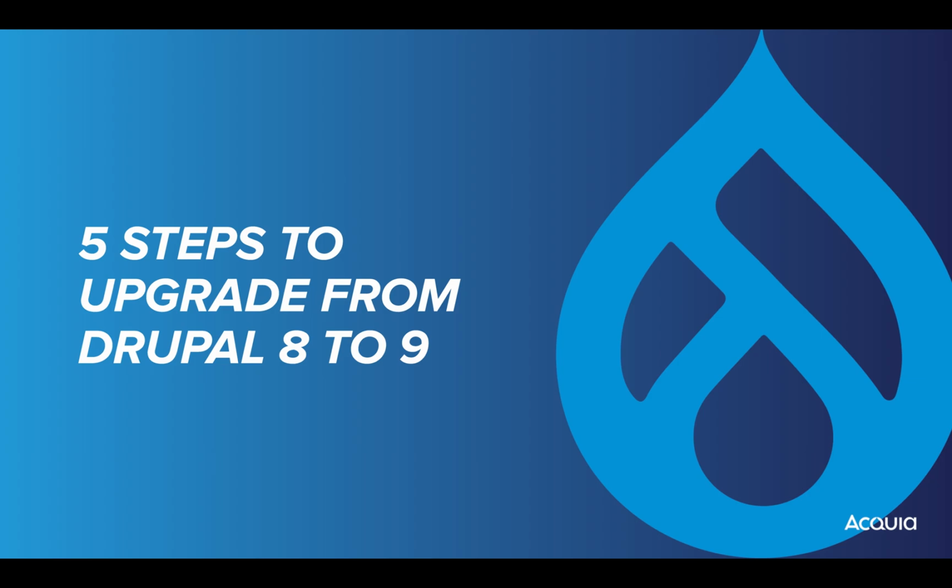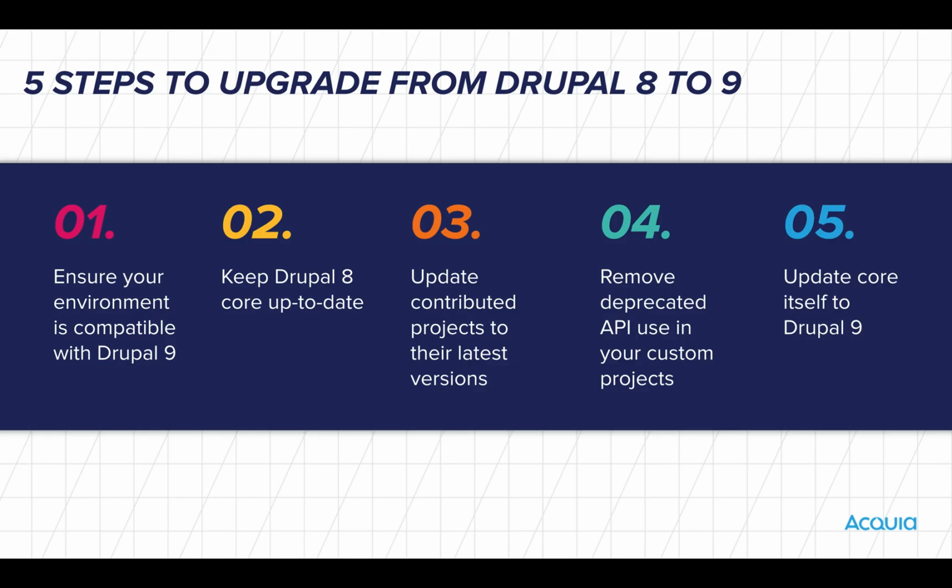Let's talk about what those steps are, because once you understand those 5 steps, it doesn't matter how big your Drupal 8 site is, you'll still follow those same basic steps in order to do the migration, whether it's a very large application or it's a small one. So these are those 5 steps. Number 1, ensure that you have a Drupal 9 compatible environment for the site that you're upgrading.